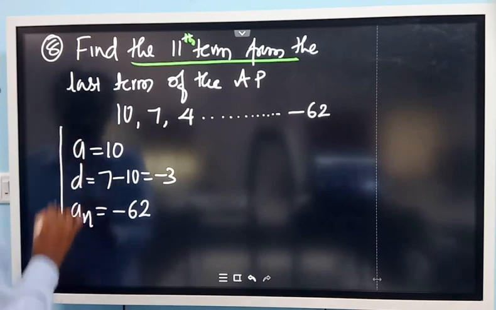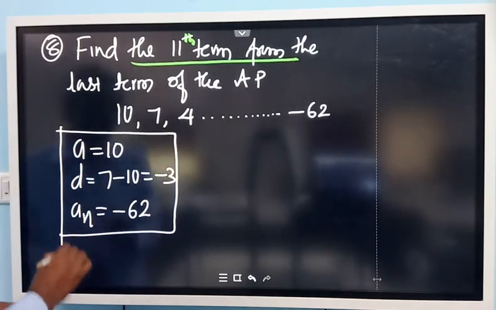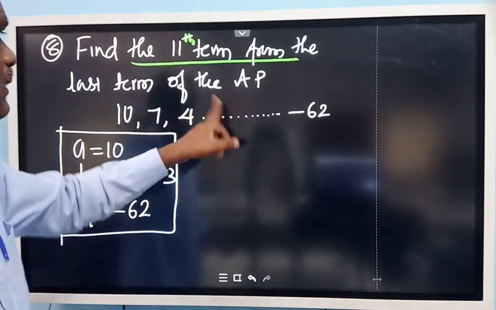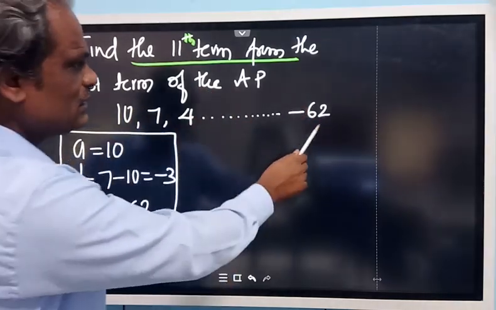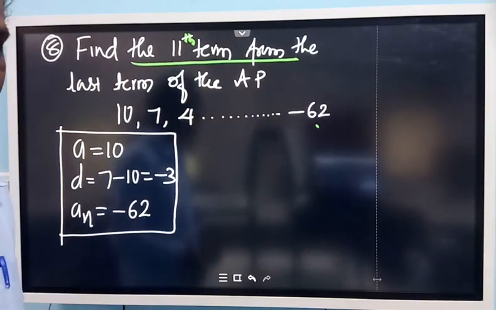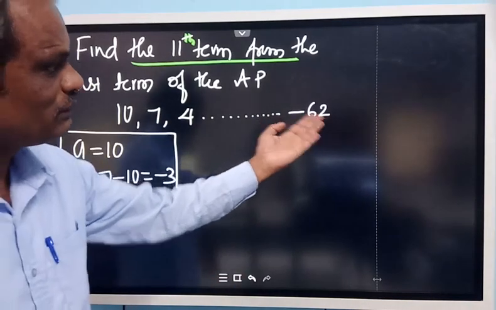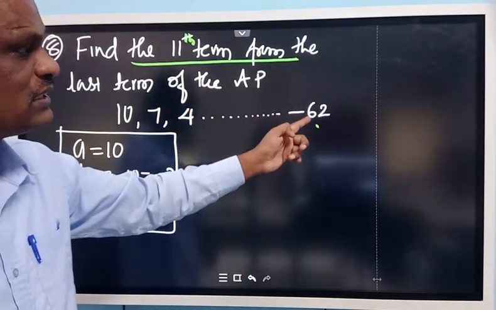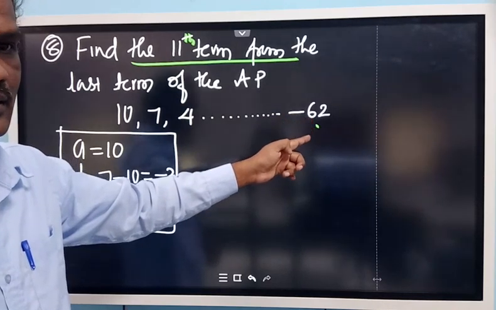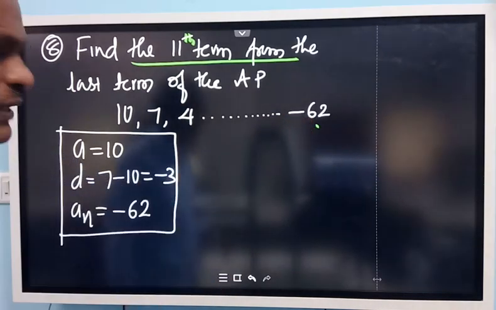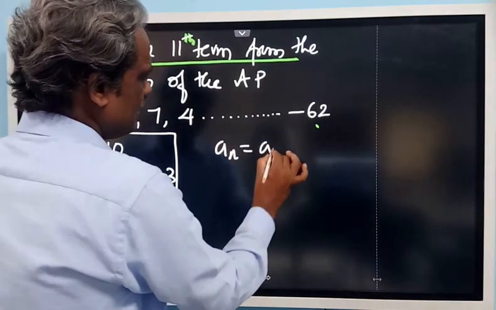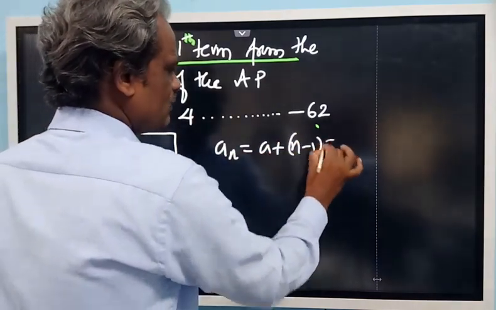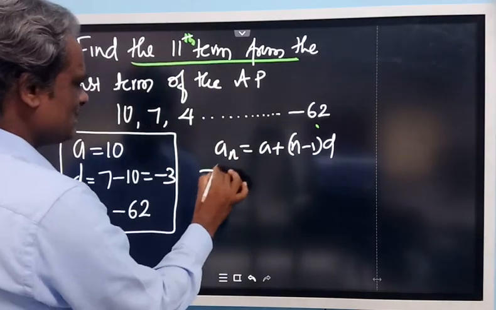This is the data we collected from this list: 10, 7, 4, and the last term is minus 62. We need to find out which term of the given AP this is. Because I want the 11th term from this side, I need to know where this term is lying. So we need to find that number, and therefore we again use the same formula, an = a + (n - 1)d. The nth term is minus 62.